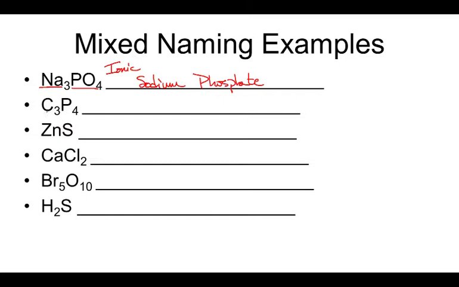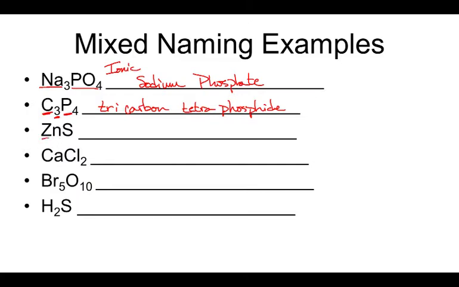Okay, this one, C3P4. Carbon is a nonmetal, phosphorus is a nonmetal. So now we're going to do the covalent naming. We write how many we have first. So we have a tri, and then the first one gets its normal name, carbon, and then 4, which is tetra, and then the second one, remember, we turn into the ide version, so this turns into phosphide. Tricarbon tetraphosphide.